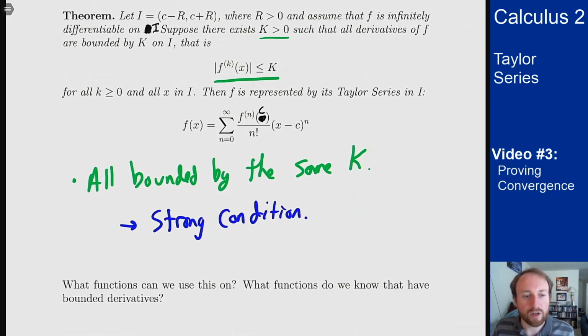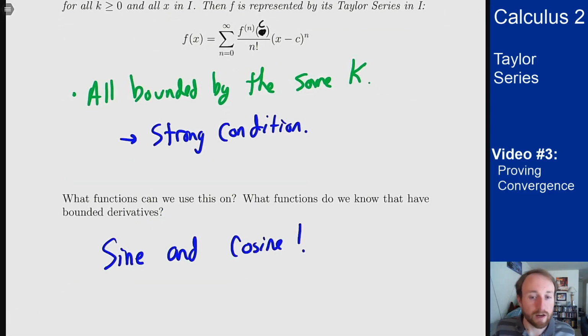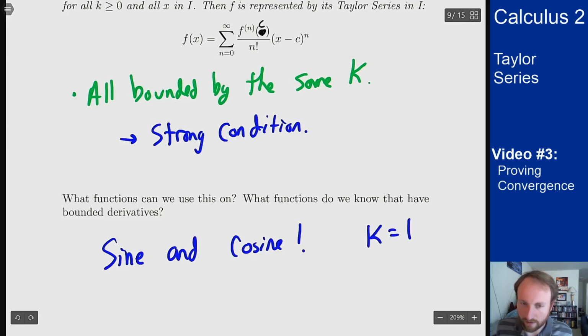What kind of functions do we know that have derivatives that are all bounded by some number, no matter how many derivatives I take? Well, the key examples here are sine and cosine. Why? Well, these functions are bounded by 1, and they go back and forth in derivatives. They go from sine to cosine to sine to cosine, and those are also all bounded by 1. So k equals 1 here gives me this result works for sine and cosine because the derivatives are all bounded by 1 everywhere. So let's go ahead and see, can we do this for sine?